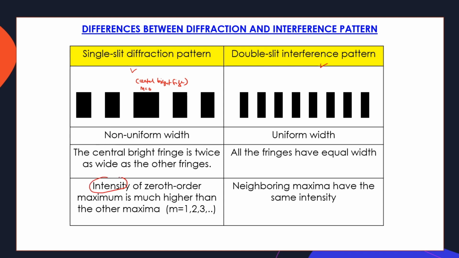So the intensity of the zeroth order maximum, which is the central bright fringe, should be much higher than the other maxima. Okay, so here we have M equal to 1, M equal to 2, and here is M equal to 0, where the intensity at the central bright fringe is much higher compared to M1 here and also M2 here. And for the double slit, we can see that the neighboring maxima have the same intensity. So now we have finished the first part, which is subtopic 8.5.